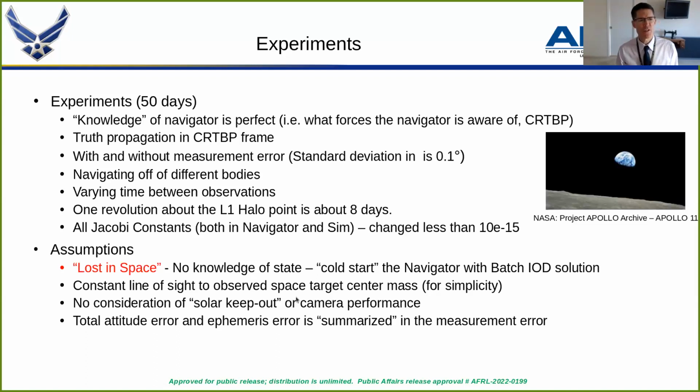We know that. Assumptions: we start off lost in space. We have no knowledge of the state. It's a cold start. So we still know the time, but we have no idea where we are. The only assumption is that we're in 2-body motion about somewhere about the Earth. We assume the line of sight to the observed space target is constant. It's the center of mass of the target. There are no interruptions. We don't have to worry about sunlight getting in the way. And the total attitude error and ephemeris error is summarized in our so-called measurement error. We're just assuming that all errors can be accumulated and represented as a 0.1 degree standard deviation Gaussian distribution in the measurements.